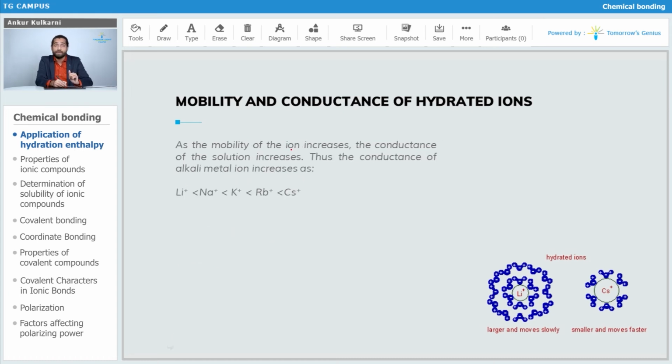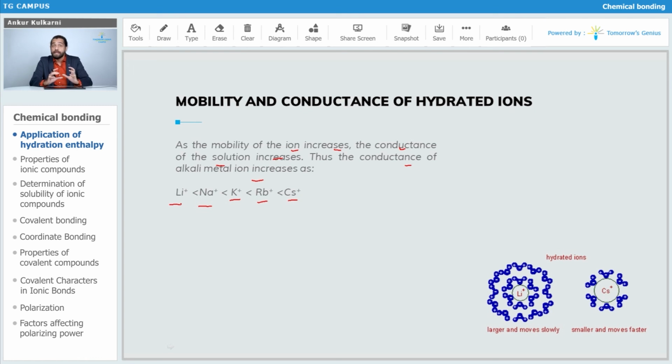So as the mobility of the ion increases, obviously the conductance of the solution will increase. So the conductance of alkali metals also increases, like cesium will be the highest, rubidium comes after cesium, then potassium, then sodium, and then lithium. So we have discussed mobility and conductance. The more the mobility, the more the conductance. So cesium, being the largest ion, will be the highest.